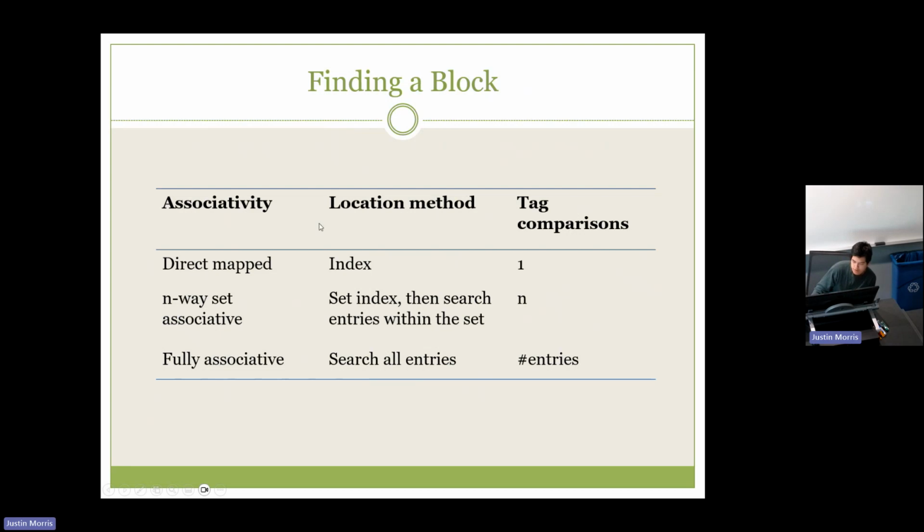So here's for finding a block. We have direct map. We get the index, the tag we compare to. There's just the one, right? For n-way set associative, we again find the index. Then we have n different tags to compare. Fully associative, we need to search every single entry in the cache.